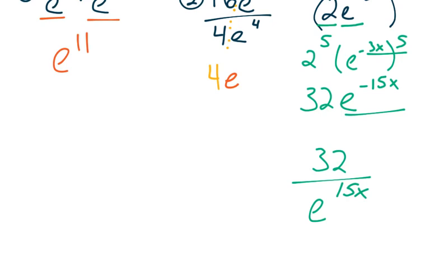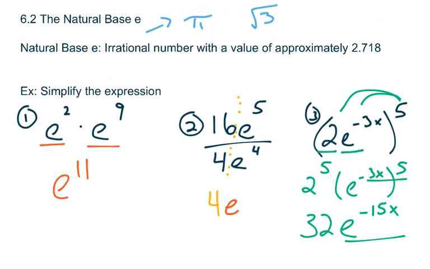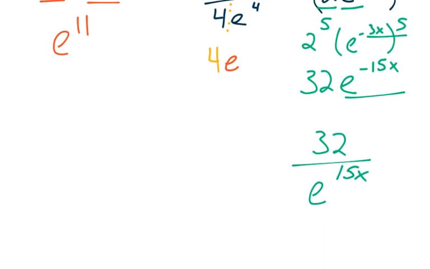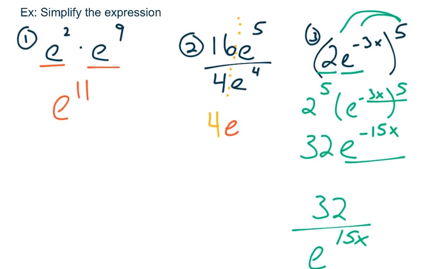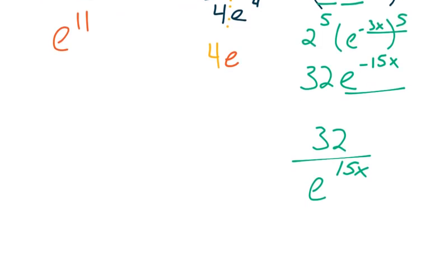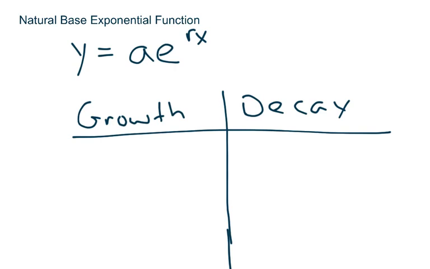So that's one thing you can do with the natural base e, is treat it like a variable and simplify expressions. If you want to take e to the 11th power and get an actual number, you could do that, or take it times 4, or anything like that. You certainly could, but if it just says simplify the expression, just go ahead and treat it like a variable and go from there.